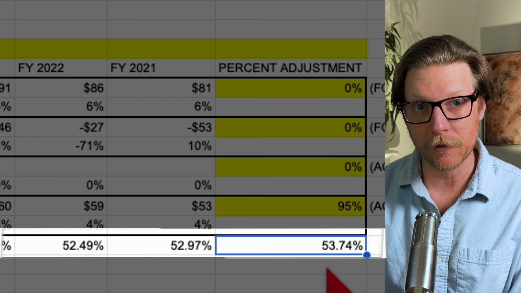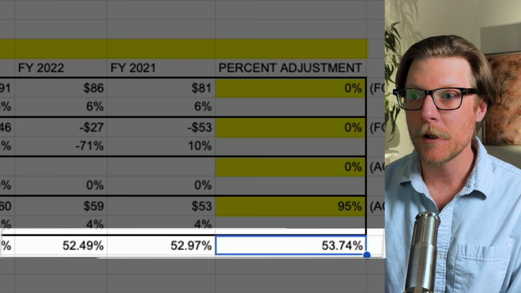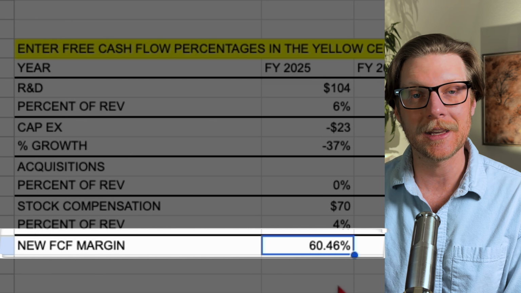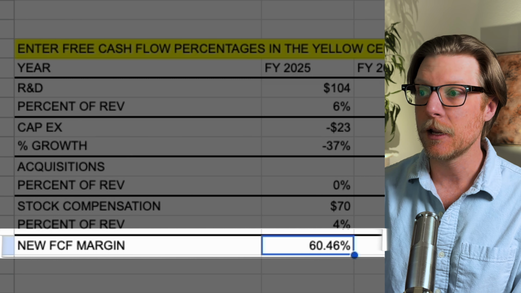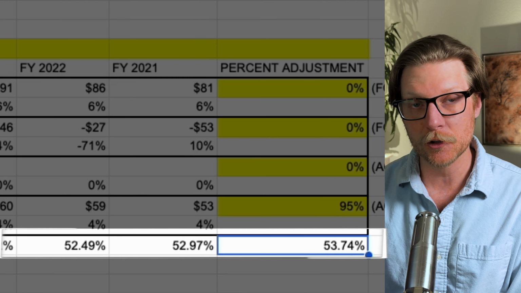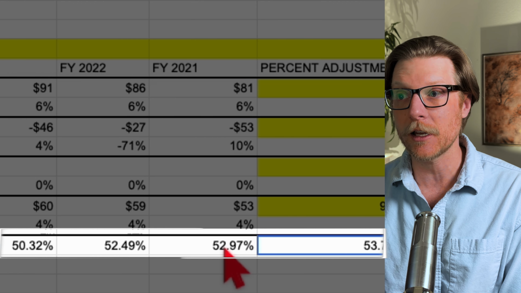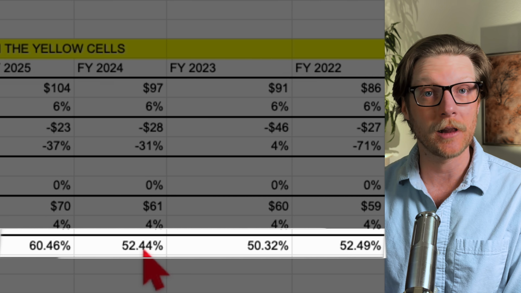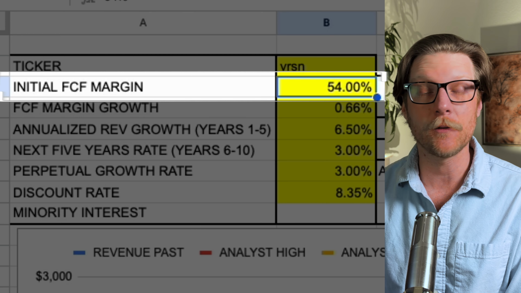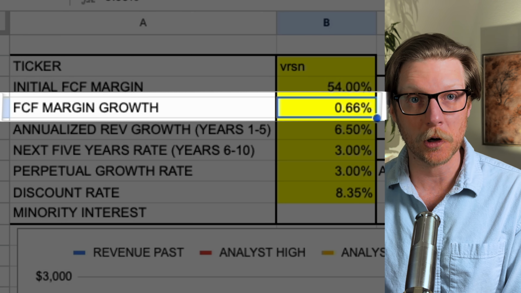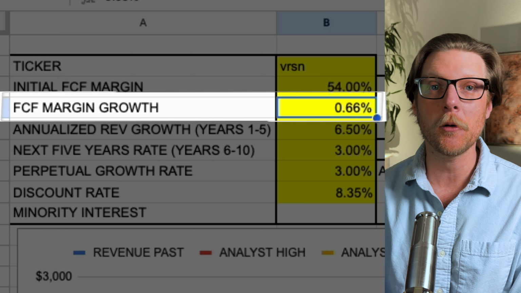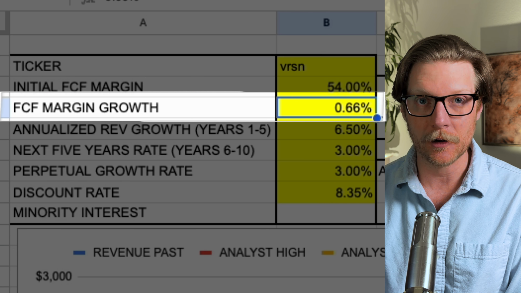This makes my new average 53.74, but more recently, their free cash flow margin is about 60.5%. So I'm going with roughly the average over the last 5 years, even though this value has been trending up for the last 5 years. So that's where we get 54%. Now for free cash flow margin growth, I have it growing by 0.66 per year for the next 5 years.